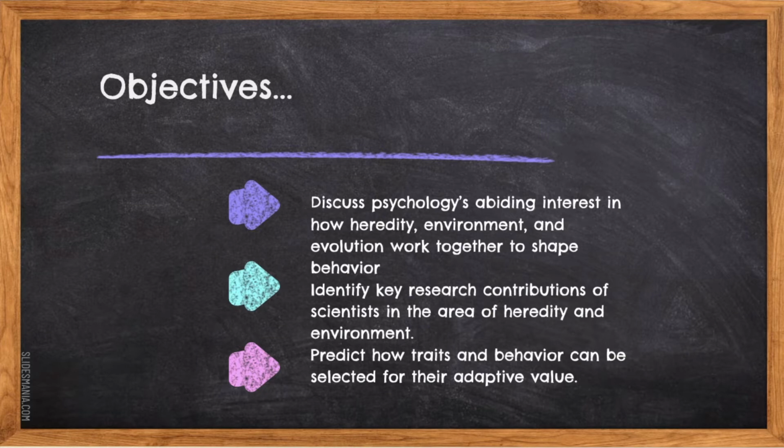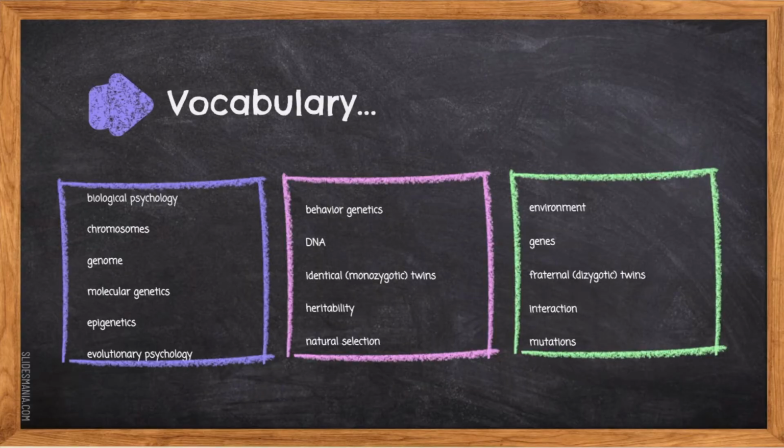The second key is identifying key research contributions of scientists in the area of heredity and environment. Most of that objective we're going to do in class. And the third objective is we're going to predict how traits and behavior can be selected for their adaptive value. There's a lot of vocabulary in this particular lesson. Don't worry about writing down the definitions yet, but if you want to pause here, write down these words and you can start filling in some of those definitions as we go.